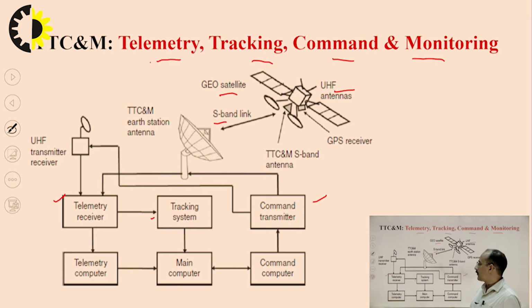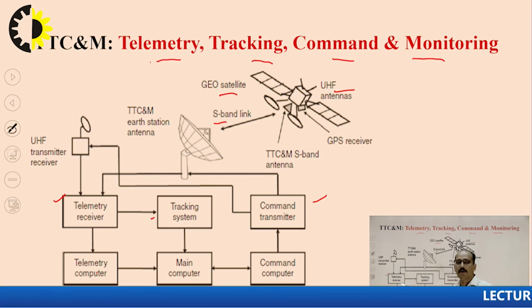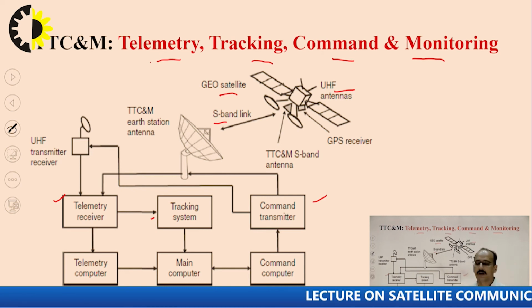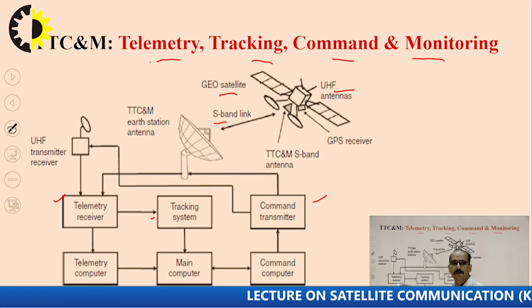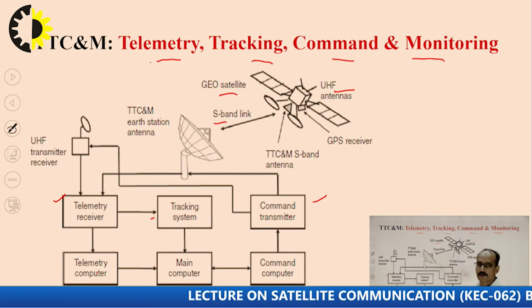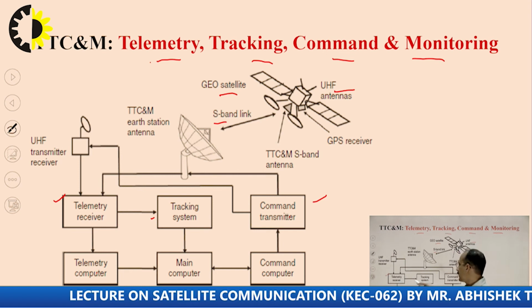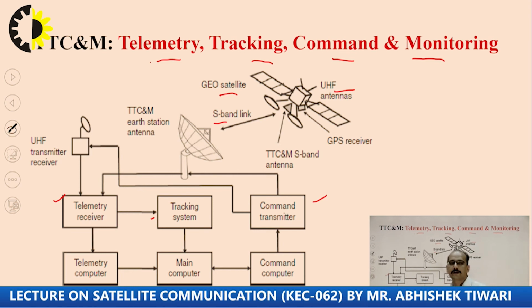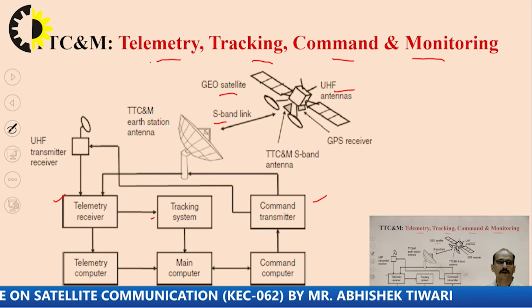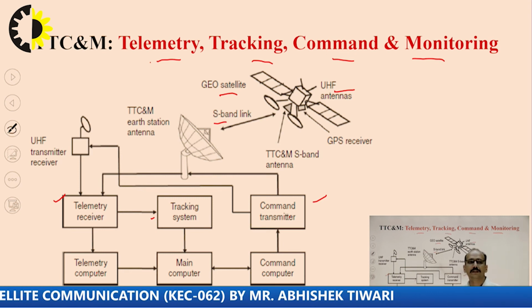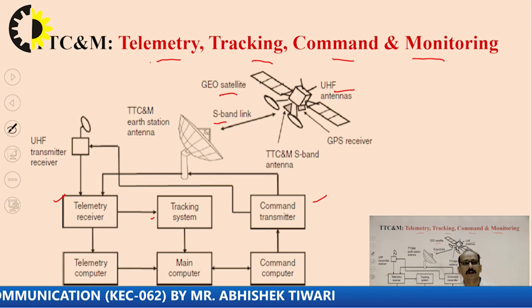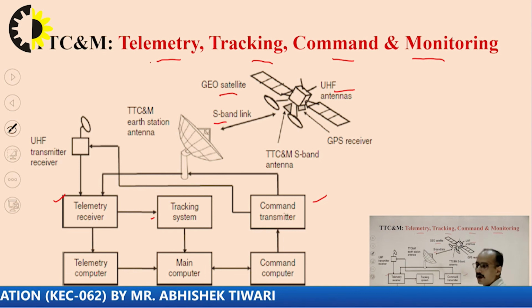Then we are talking about the tracking. Tracking is somehow related to the telemetry because for the tracking you need the satellite location or the coordinates, and those coordinates are also coming from the AOCS, attitude and orbital control subsystem, and the same data is divided from here to the tracking system and then applied to the main computer. It means TTCM for the GEO satellite is combinedly working all these four processes at the same time.